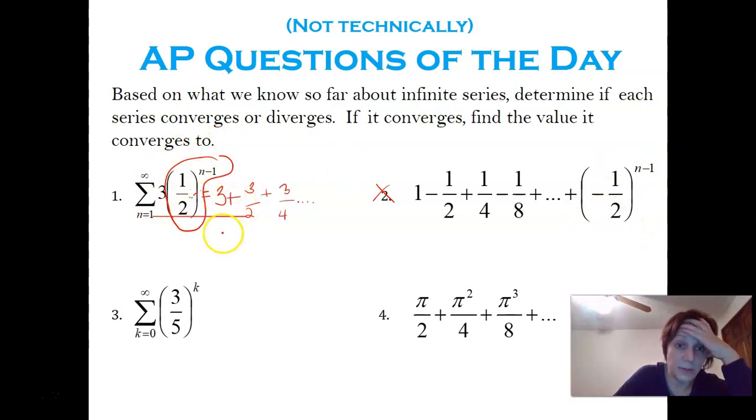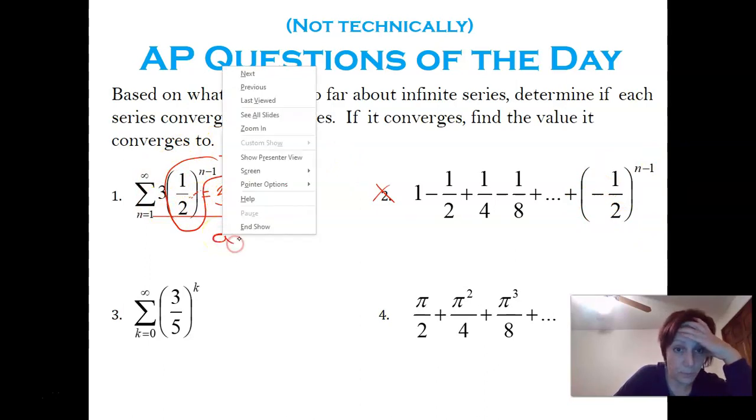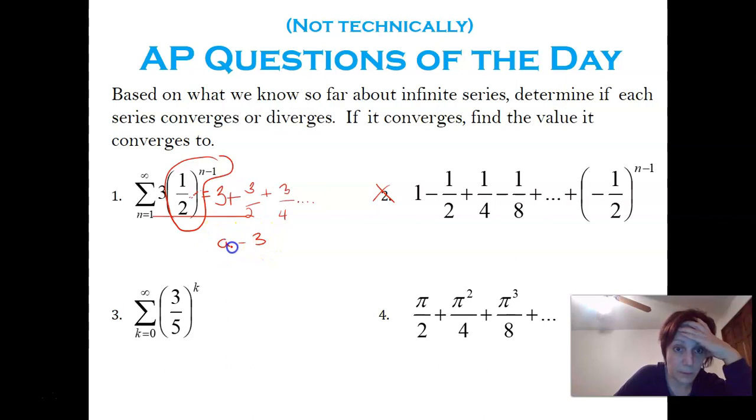So first term is 3, and my common ratio here is 1/2. Because my absolute value is less than 1, I know it converges. So I go 3 over 1 minus 1/2. So 3 over 1/2, also known as 6. Okay, so that series is going to converge to 6. Okay, we already know this one converges to 2/3. Let's take a look at this one.